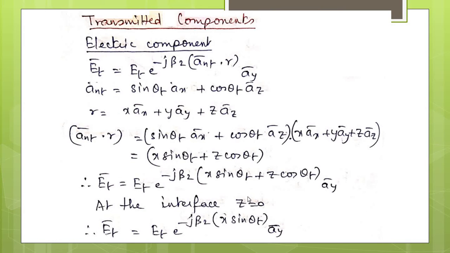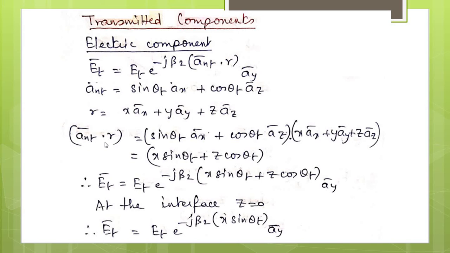Next we need to do the transmitted components. First the electric component. So E_t is equal to E_t e raised to minus j beta_2 a_N_t dot r. Here we are writing beta_2 because the transmitted component is in medium 2. Again a_N_t is equal to sin theta_t a_x plus cos theta_t a_z. r is the same, x a_x plus y a_y plus z a_z.